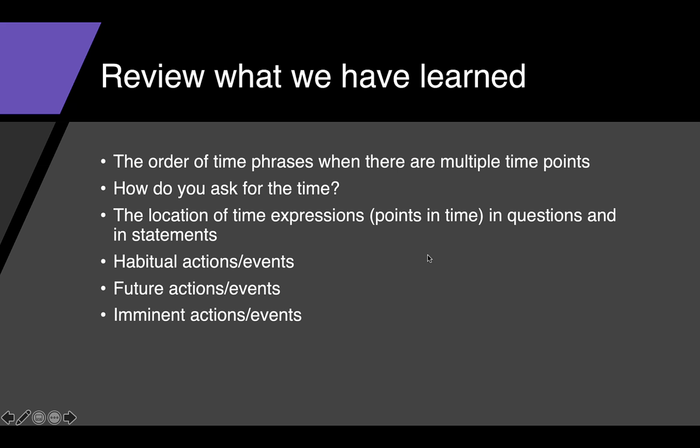So let's review briefly what we have learned so far. We learned the order of time phrases when there are multiple time points in one phrase. So we start from the broader point of time to the narrower, right? 1998年8月23号. And how do you ask for the time? 现在几点？今天几月几号？星期几？ Right? And then we learned the location of time expressions. When they express the point in time, they have to be before the verb. And the location of the time expressions does not change in the questions and in statements. They are in the same location.